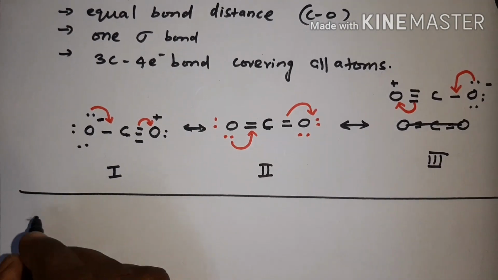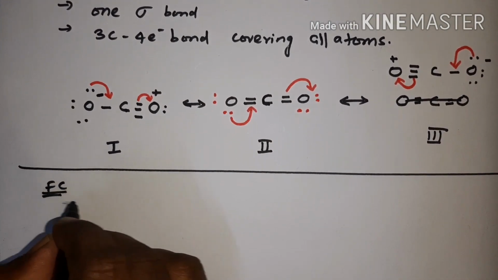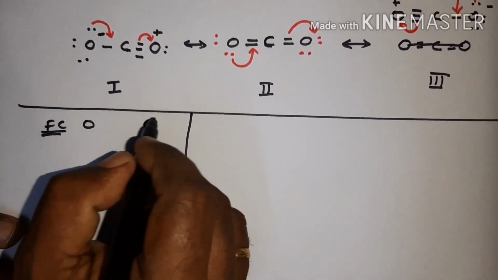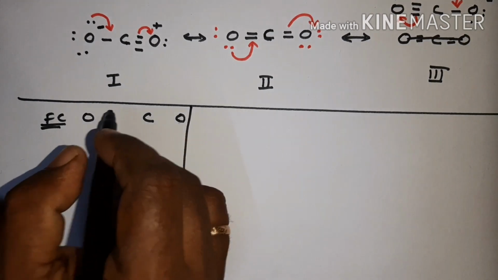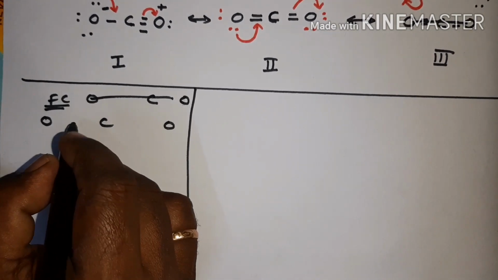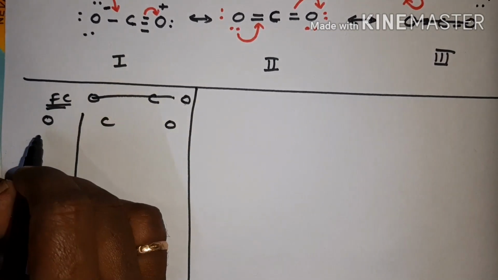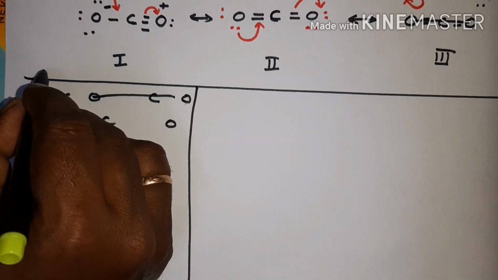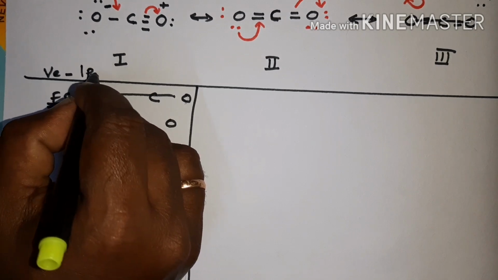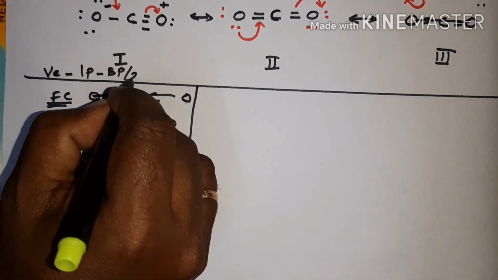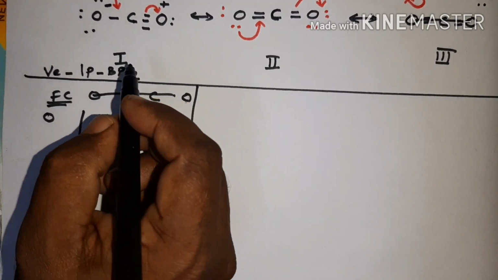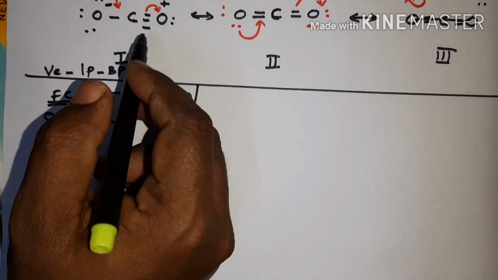So we are applying formal charge. For structure 1, oxygen, carbon, oxygen. For oxygen, the formula of formal charge is valence electrons minus lone pair electrons minus bond pair electrons divided by 2. This is the formula I already explained in the carbon monoxide structure. So we are applying the formula here. So we are getting the charge.